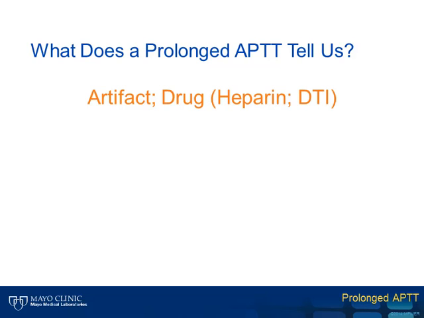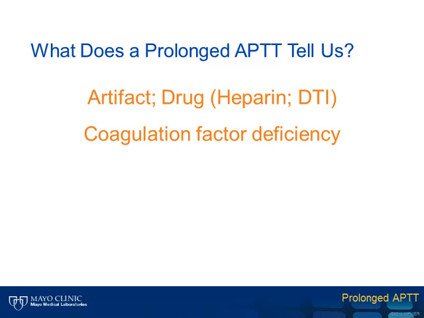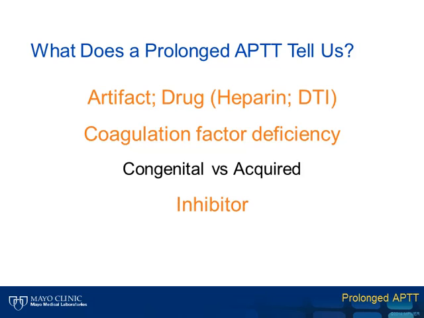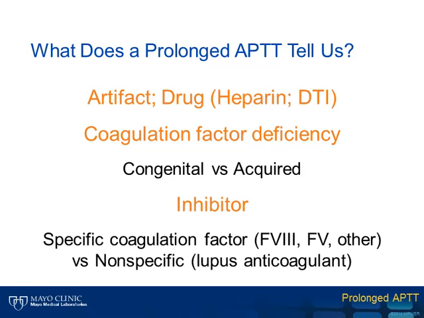To summarize, what abnormalities can prolong an APTT? It could reflect an artifact, drug effect, coagulation factor deficiency, which may be congenital or acquired, or presence of an inhibitor, which could be a specific inhibitor or a non-specific inhibitor.